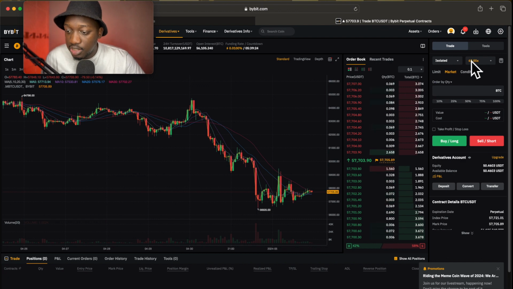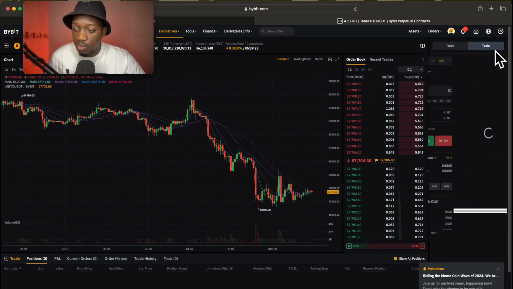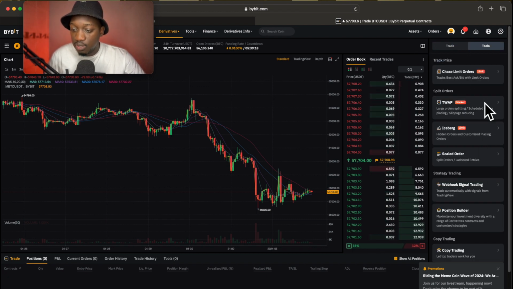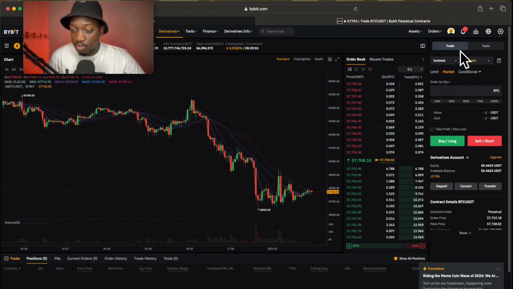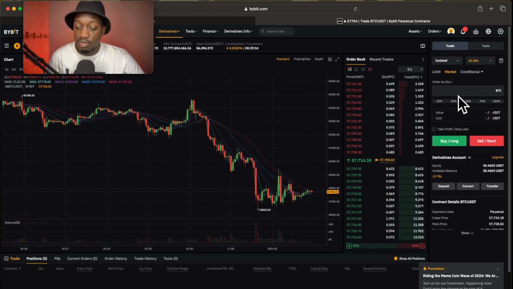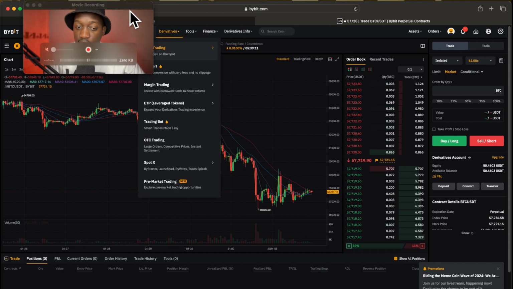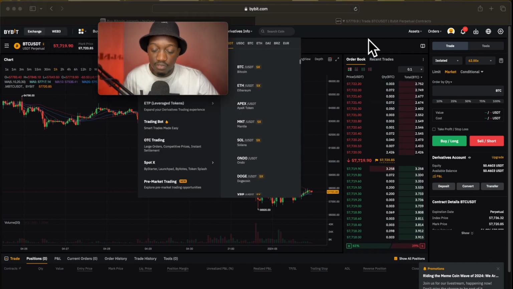So basically, what you can see is that we have got trade and tools, but the other tools you don't really need. Right now we are focusing on trade, and this is the section that's going to allow us to open trades and close positions, including take profits and putting stop loss and stuff like that.